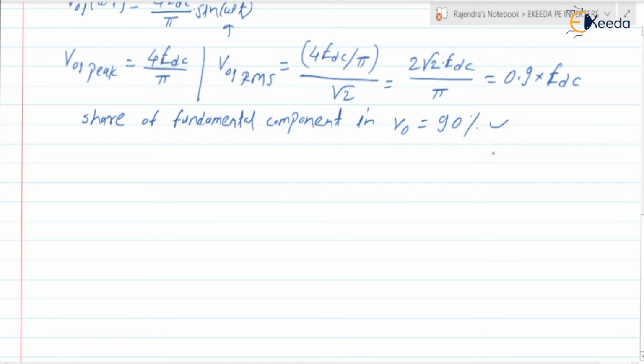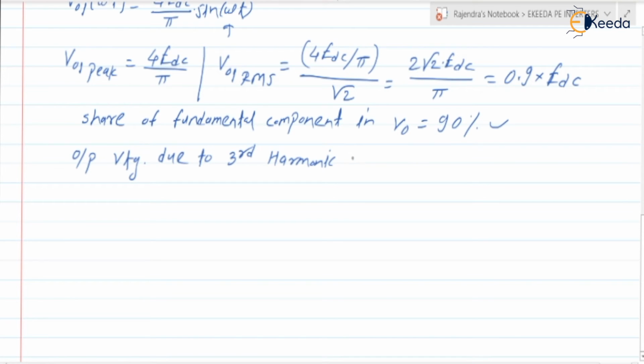If the share of the fundamental component is 90%, what about the remaining 10%? In the remaining 10%, we have the harmonics. Which harmonics? We have the third harmonic, fifth harmonic, seventh harmonic, ninth harmonic, 11th harmonic, and so on. Are you getting the point? Similarly, can we write the output voltage due to the third harmonic?